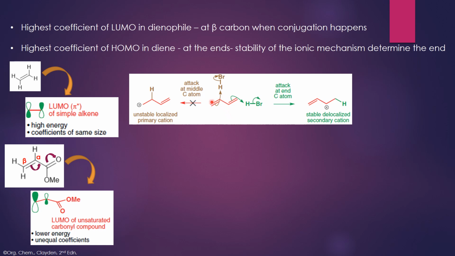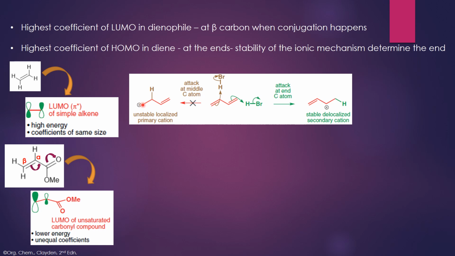See, if the middle carbon atom is undergoing the reaction, what happens? This bond shifts to here, and this carbon atom becomes negative, and this negative carbon atom attacks the HBr, and thereby the end carbon atom becomes positively charged. This is the first case, when the attack is through the middle carbon atom. We can see the positive charge, the primary carbocation.